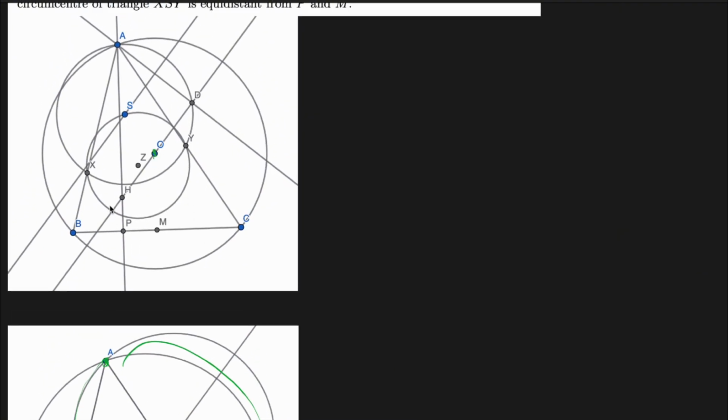Instead we just want to prove that OZ is perpendicular to BC. Essentially what we've done is a ×2 homothety centered at A, applied to the point S, to the point X, to the point Y, to the point Z. Notice that O, H, B, C, etc. are all fixed. We're just applying it to these variable points right here.